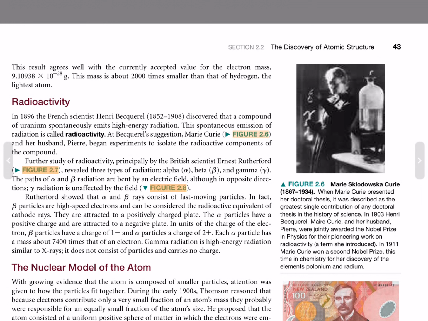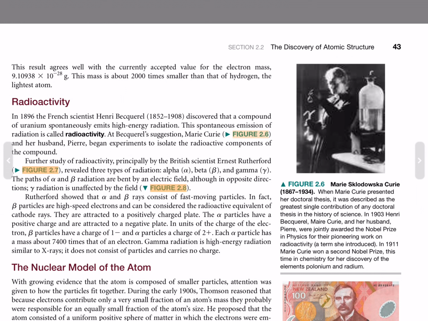Further study of radioactivity, principally by the British scientist Ernest Rutherford, revealed three types of radiation: alpha, beta, and gamma. The alpha and beta radiation are bent by an electric field, although in opposite directions. Gamma radiation is unaffected by the field. Rutherford showed that alpha and beta rays consist of fast-moving particles. In fact, beta particles are high-speed electrons that can be considered the radioactive equivalent of cathode rays.